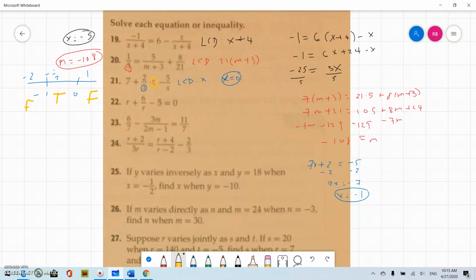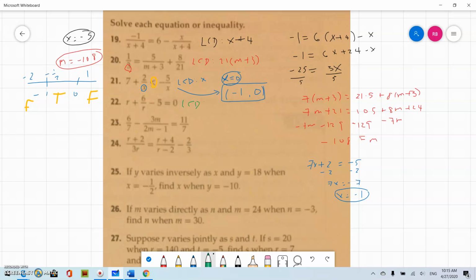Because of this inequality, our answer will be, I'm going to use interval notation because that is the easiest way to write it, negative 1 comma 0. And the reason it's parentheses is because my inequality didn't include equal to. Okay? All right.